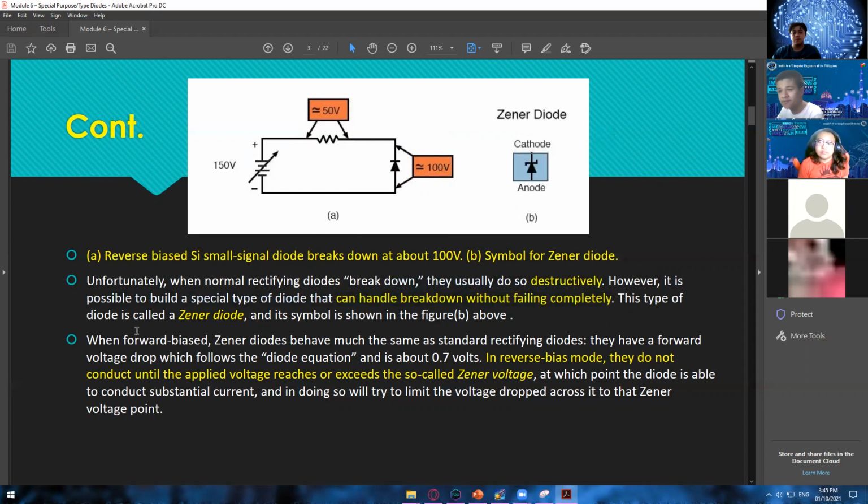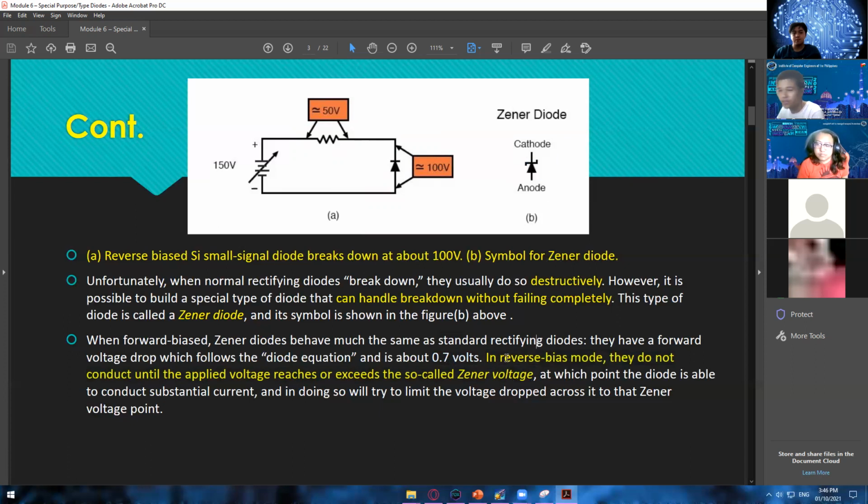So this type of diode is called the Zener diode, and its symbol is shown on figure B above, which is this one. Okay. So this is just the explanation that it works the same with a forward bias. If it's non-ideal, it will consume 0.7 volts. But if it's ideal, then yeah, it will consume nothing. Okay. But in reverse bias, that is now where this one is specialized.